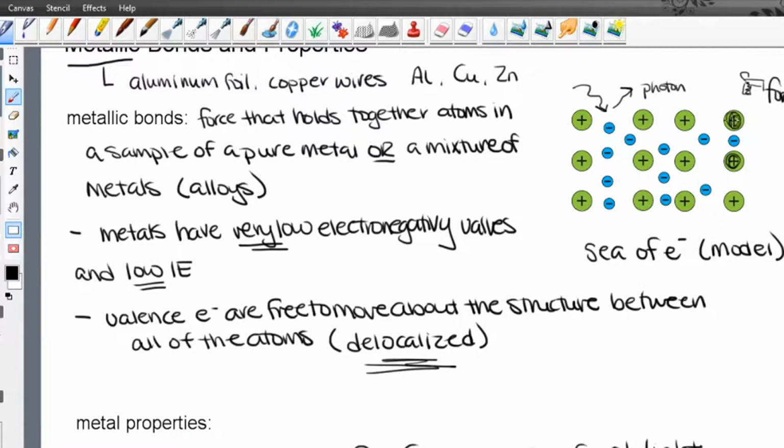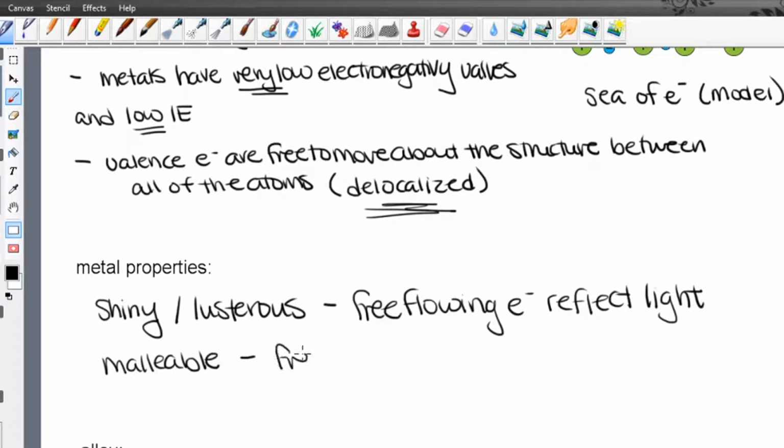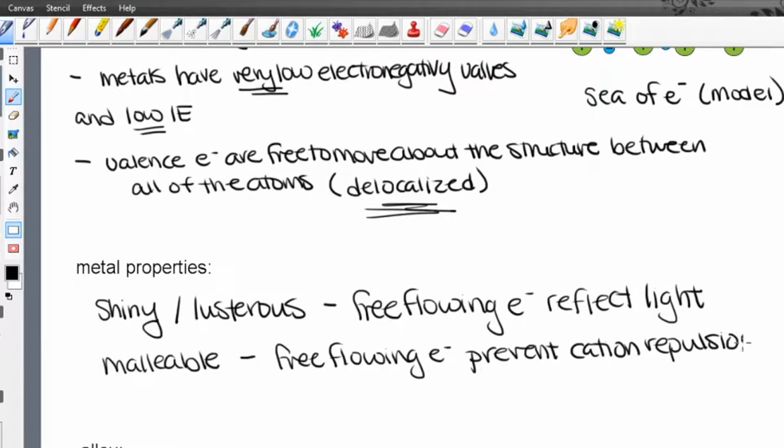But let's say that there's a force applied. If we apply a force, this positive and this positive would want to repel one another. But the good news is that because these electrons can move, they can sort of swim in between these positive charges and prevent that cation-cation repulsion. So free-flowing electrons prevent cation repulsion and shattering.